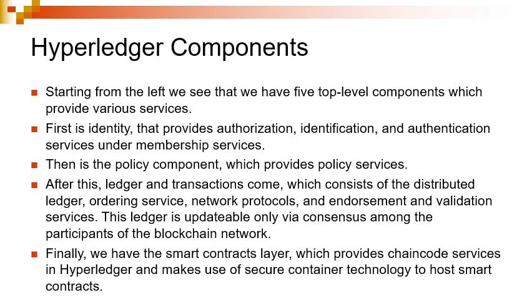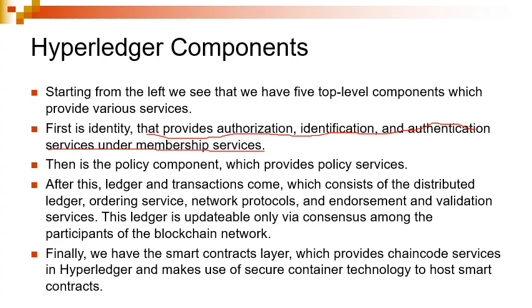This identity provides authorization, identification, and authentication services under membership services. So this identity is for identifying the members, to authorize the members, and it provides authentication services under the membership services. There is a membership service provider which provides the membership to the blockchain. So it will check the identity of the member before adding the member to the blockchain.